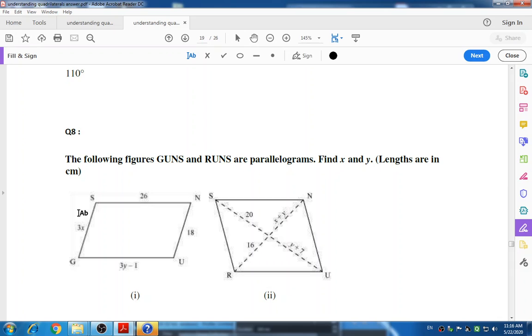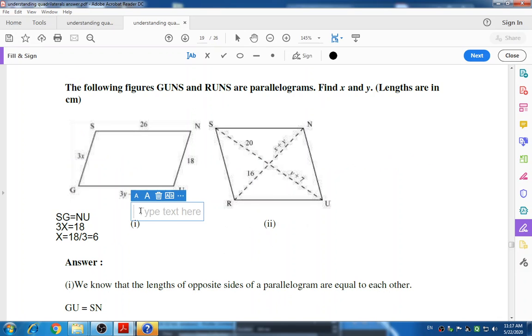So we have to find out X and Y. Look at here, this is 26 and this is 3y minus 1 and this is 3x and 18. So here we can write that SG is equal to NU. So the value of SG is 3x, which is equal to NU, the value of NU is 18. So how can we find the value of X? X is equal to 18 divided by 3, where we get 6. So the value of X is 6.